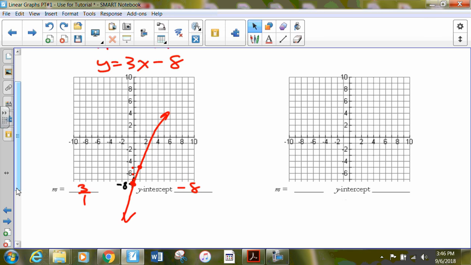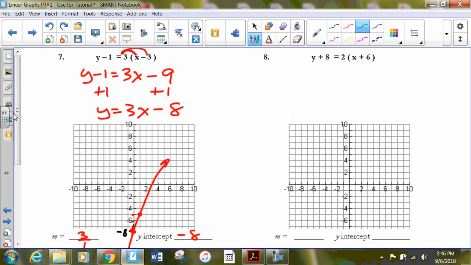This next one, we're going to do the same thing. We're going to rearrange. First, we're going to do the distributive property. Well, actually, first we bring down the y plus 8. We distribute. 2 times x is 2x. 2 times 6 is 12. Let's subtract 8 from both sides.